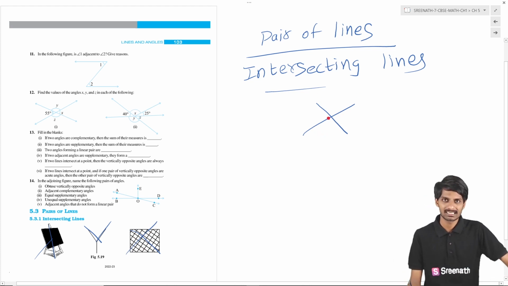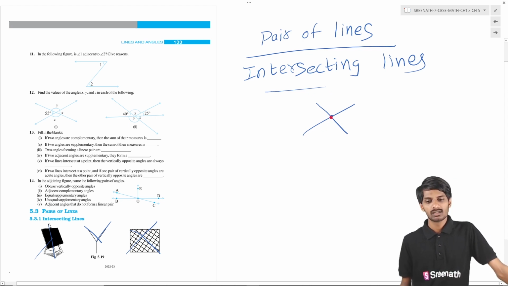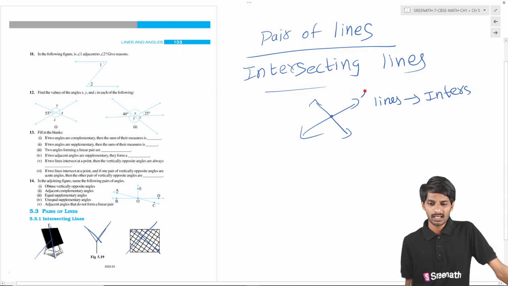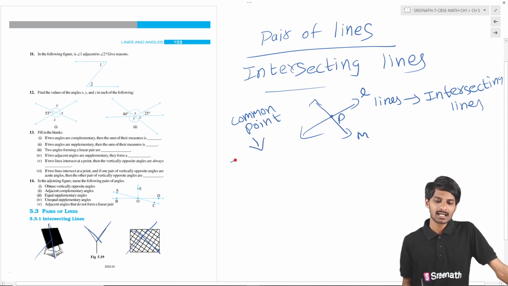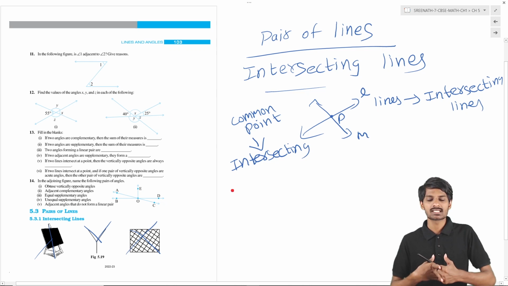When two lines intersect, or when two lines cut each other at one point, we call these lines intersecting lines. Line L, line M, and the intersecting point may be P. So these are the intersecting lines. Okay students, and this common point, what is that common point, students? That is the intersecting point. We will see intersecting lines many times in our surroundings.